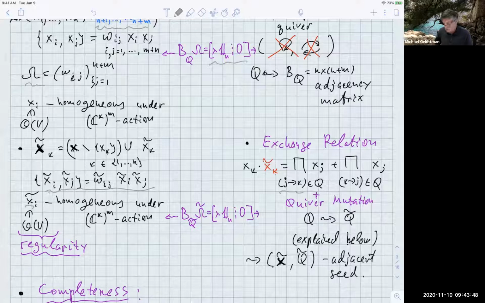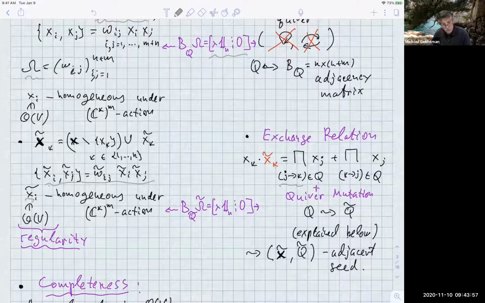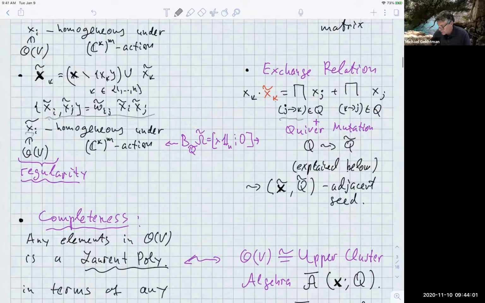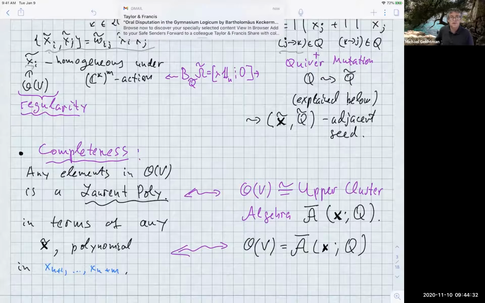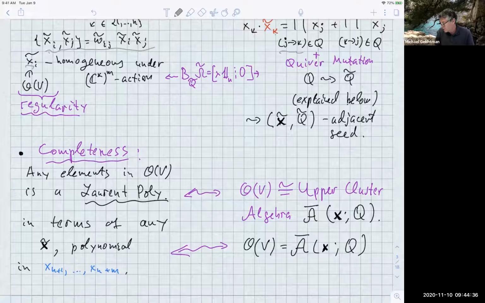You need to check that your new functions are still regular functions. This is not a given. This has to be verified. This usually follows, well, it happens for some reason. And then we also need to check completeness. And so completeness, as I said, means on the Poisson side that every regular function is a Laurent polynomial in terms of every one of these coordinate systems. And on the cluster algebra side, it just says that the ring of regular functions is naturally isomorphic to the so-called upper cluster algebra, which, well, I don't want to go into right now, but what it means is simply that you can express every coordinate function as a Laurent polynomial in terms of any coordinate chart. All right, so that's the definition.